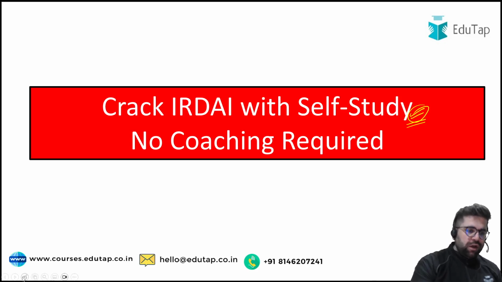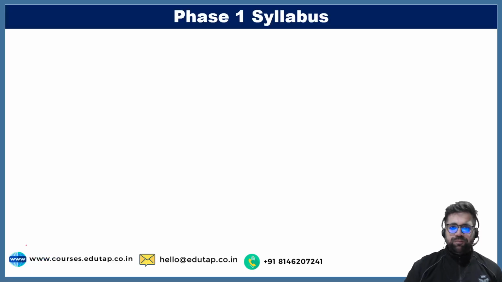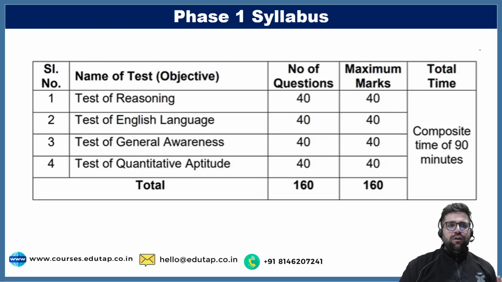Let's not waste a lot of our time. Let's move forward to the core agenda of this particular video. So let's see the phase 1 syllabus first. In your phase 1 we have 4 components, but the paper is one: test of reasoning, test of English, test of general awareness and test of quantitative aptitude.